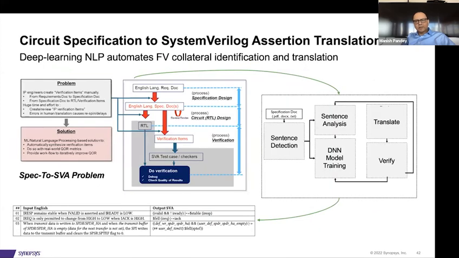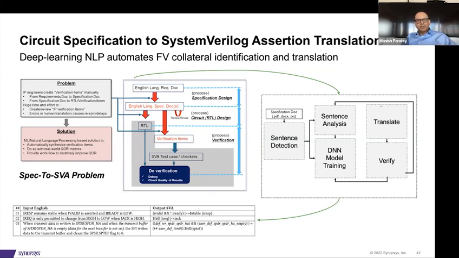Now let's look at another aspect. An important problem in verification is how do you take a circuit specification to a SystemVerilog assertion. This work was published in KDD very recently. But the problem here is that IP engineers create these verification items manually. They create a specification document, and this specification document specifies different conditions. For example, that a signal is permitted to change only when it receives an acknowledgement within a certain time, and other English language statements.